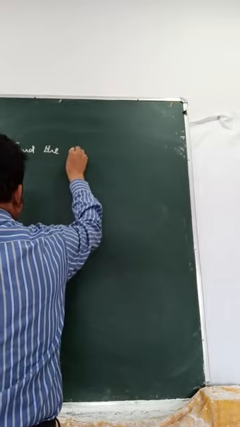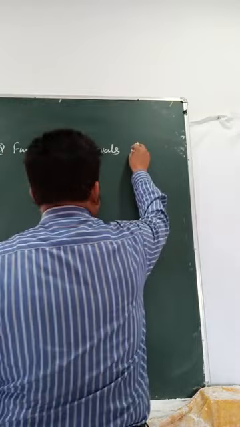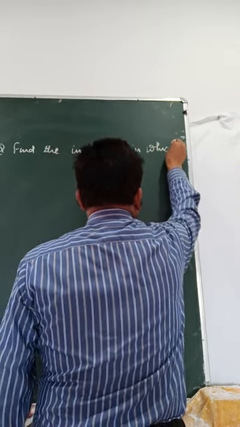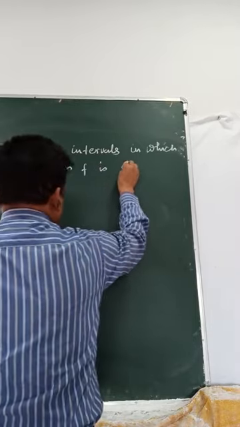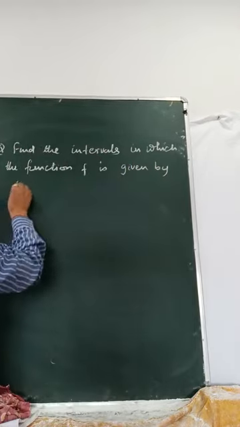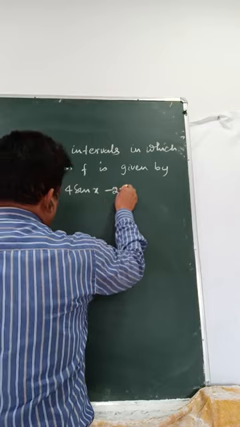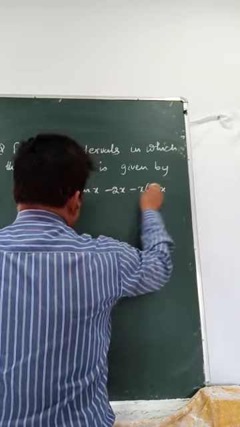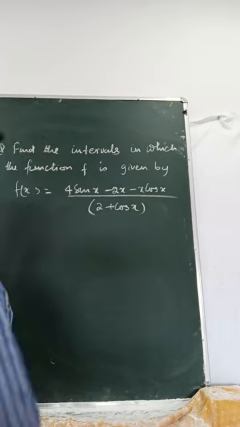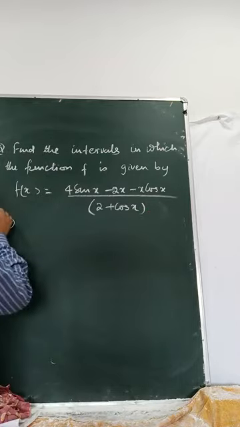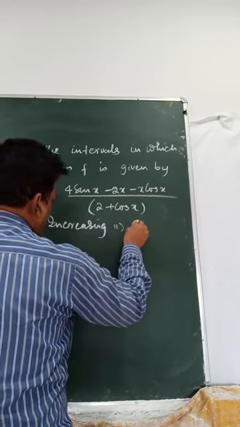Find the intervals in which the function f given by f(x) = (4 sin x - 2x - x cos x) / (2 + cos x) is increasing and decreasing.